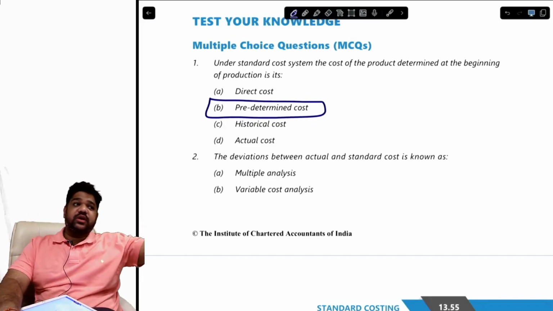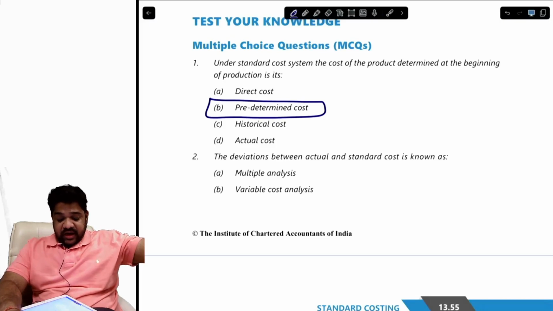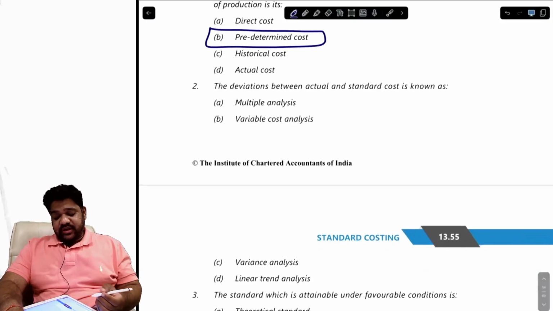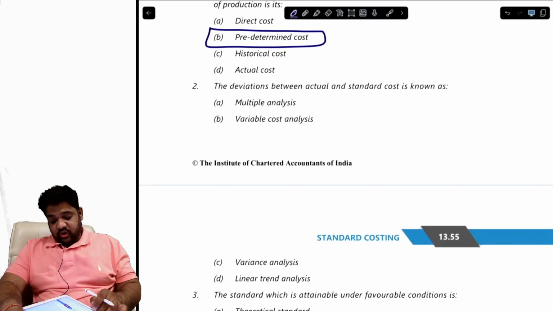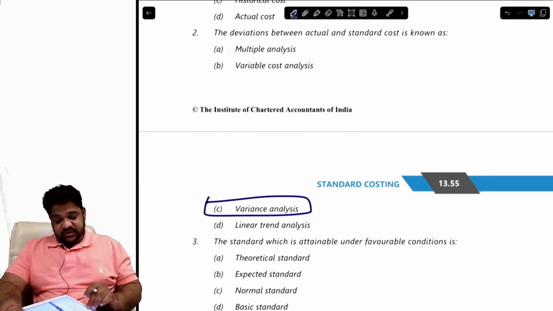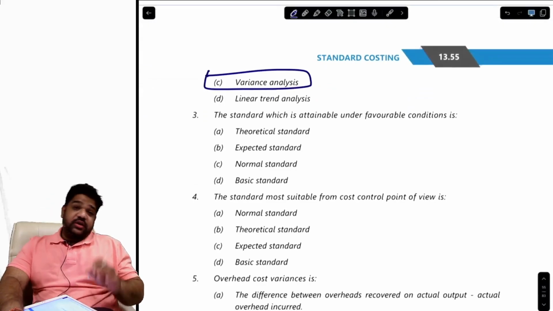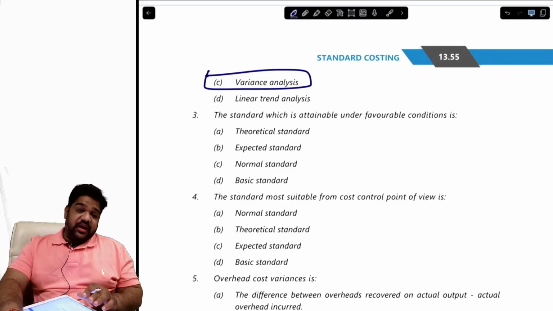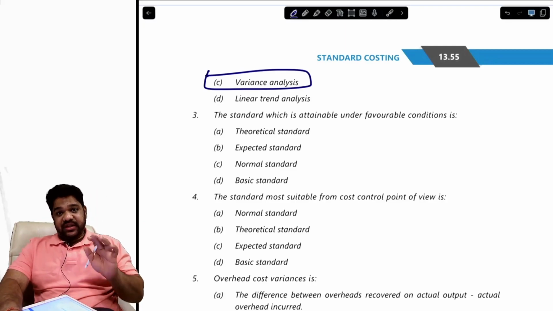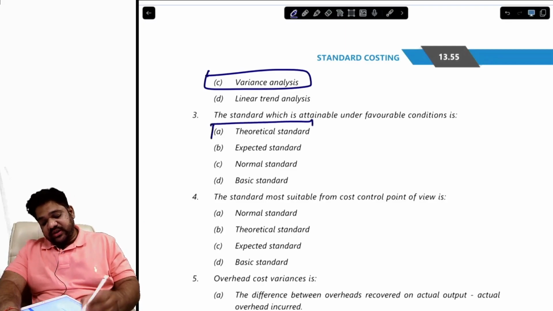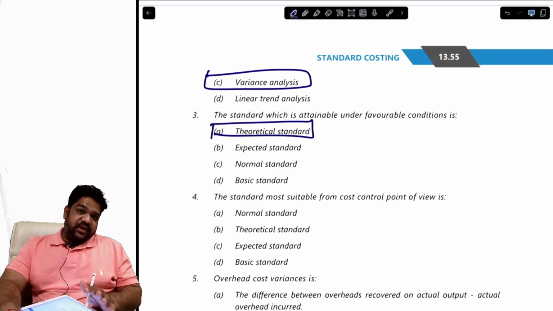Historical cost, no. Historical cost is the past. Actual cost can't be. The deviation between actual and standard cost is known as variance analysis. We have our answer. Now, the standard which is attainable under favorable conditions is basically called a theoretical standard. This is usually very difficult to attain.